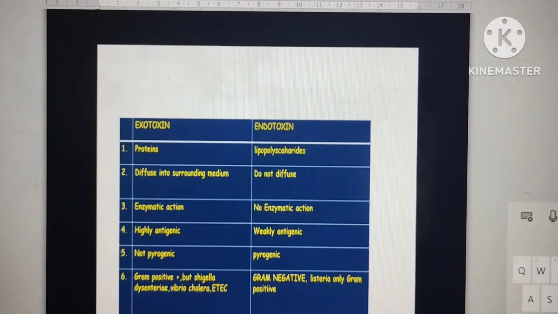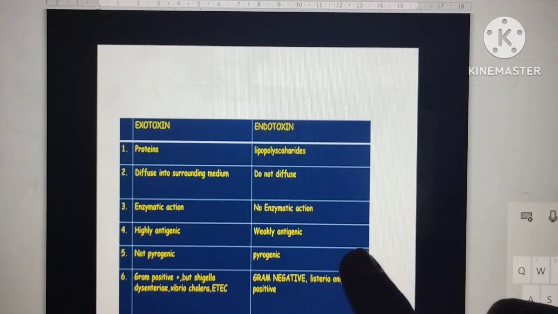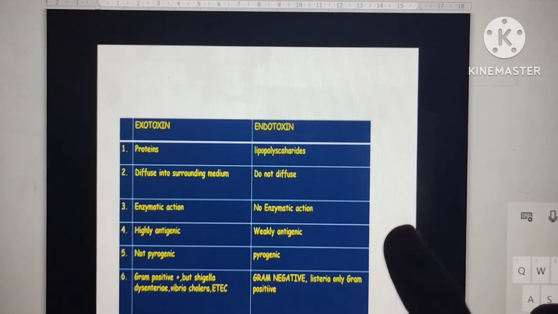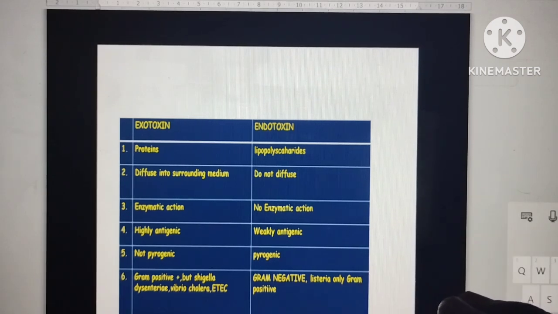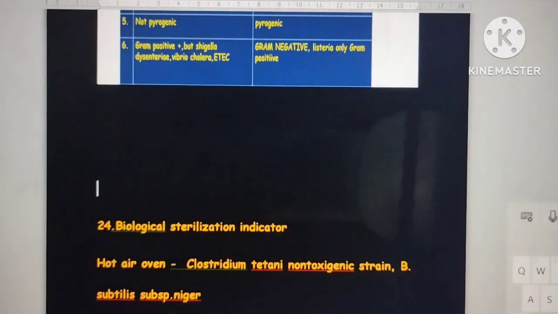Here all gram positive bacteria produce exotoxin. The exceptions are some gram negatives like Shigella dysenteriae, Vibrio cholerae and toxigenic E. coli. Endotoxin is produced usually by gram negative bacteria, except Listeria, a gram positive bacillus, which produces an endotoxin. So exotoxin is produced by gram positive organisms, but the exceptions are Shigella dysenteriae, Vibrio cholerae and others, whereas endotoxin is mainly produced by gram negative organisms, but the exception is Listeria, a gram positive bacillus, which produces an endotoxin.